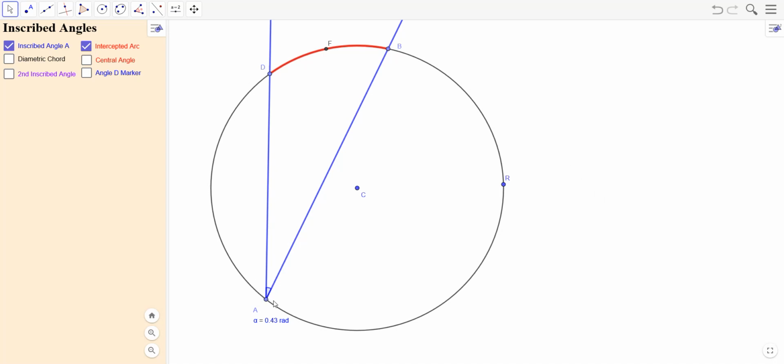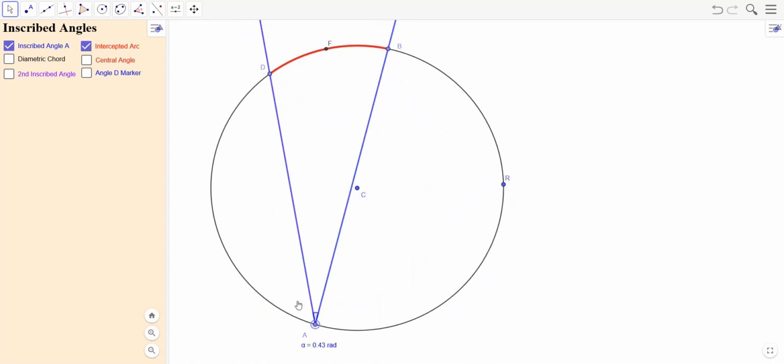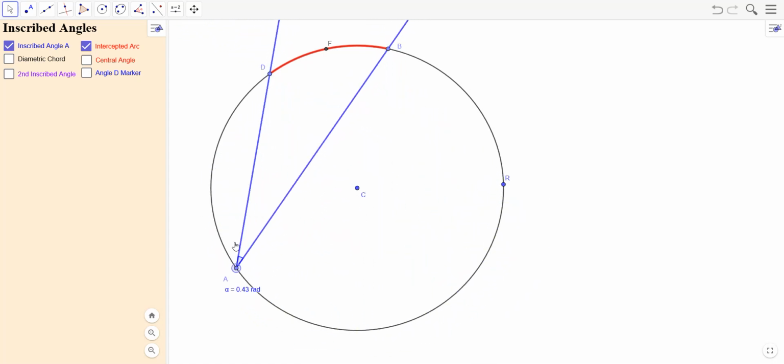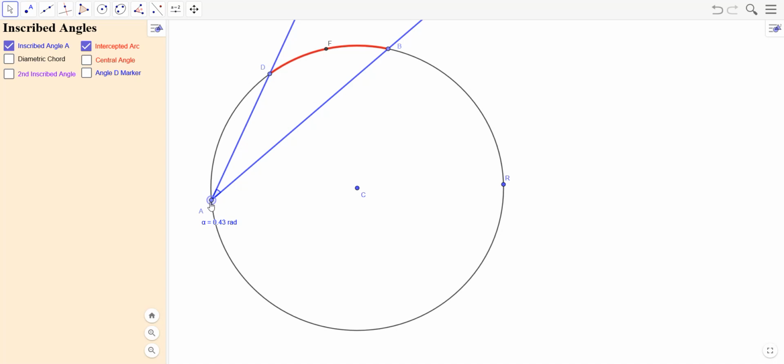Let's look at an interesting thing about circles, something called an inscribed angle. Here we have an inscribed angle, and you may recall from our definitions that this is an angle whose vertex is on the circle, and the other sides either intersect the circle, or could be tangent to the circle, like that.